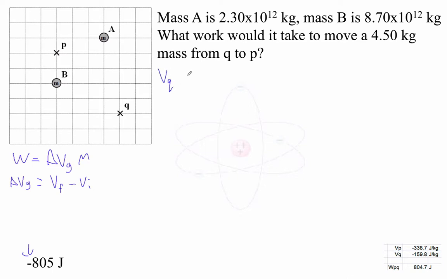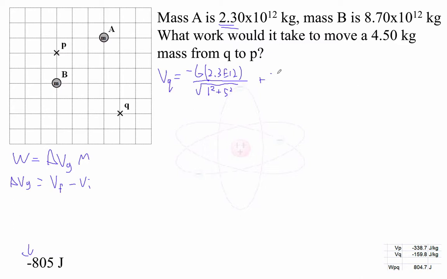So VQ is equal to, what is it? It's a negative G, and then let's figure out for mass A. So negative G times 2.3 E12 over, and then let's see how far. These are all a meter, right? Okay, so let's see for point Q. We're doing point Q, so we are 1 squared, and then 1, 2, 3, 4, 5 squared. Right, and this is the potential due to A.